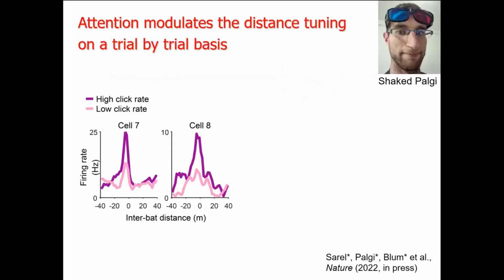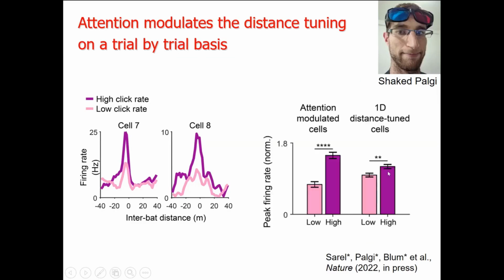And it turns out that this attention, spatial attention, modulates spatial representation in the hippocampus. This is something that Shaked Palgi has shown. He separated the flights into flights with high click rate, or high attention, versus flights with low click rate, or low attention. And he shows that here are two example neurons, that the firing rate is higher for the high attention flights. And this is just the examples. And here is the population. It holds across the population.